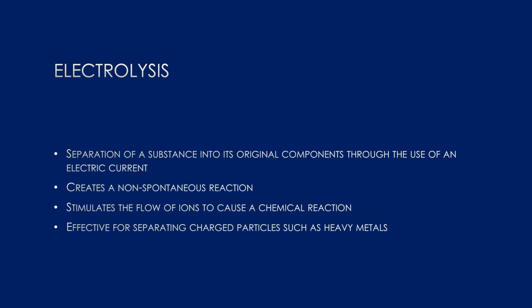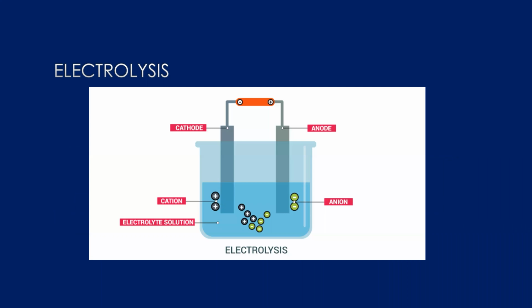This electric current is sent through an electrolyte and into a solution to stimulate the flow of ions and cause a chemical reaction. A simplified schematic of the electrolysis process can be seen here. In this diagram, an electric current is supplied to an anode and a cathode, which are placed in an electrolyte solution. This solution provides the medium for the exchange of electrons between the cathode and the anode.